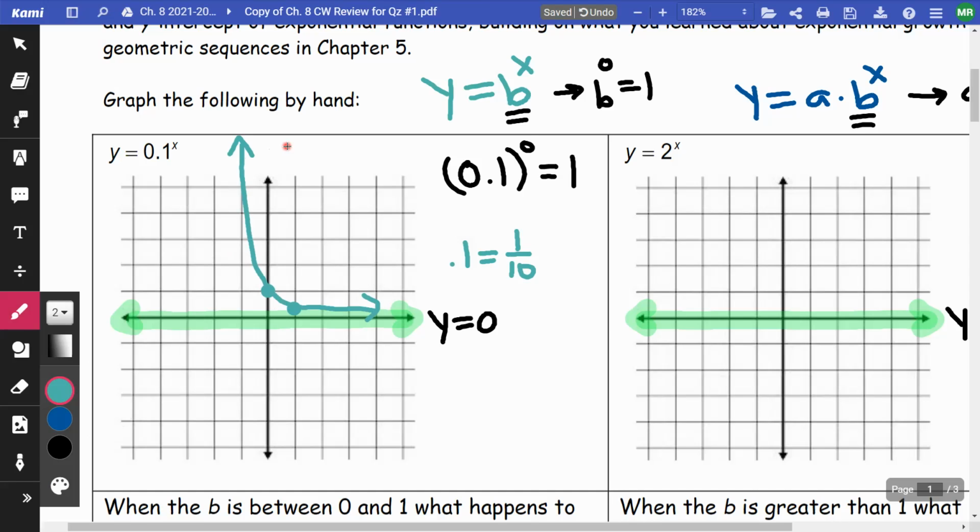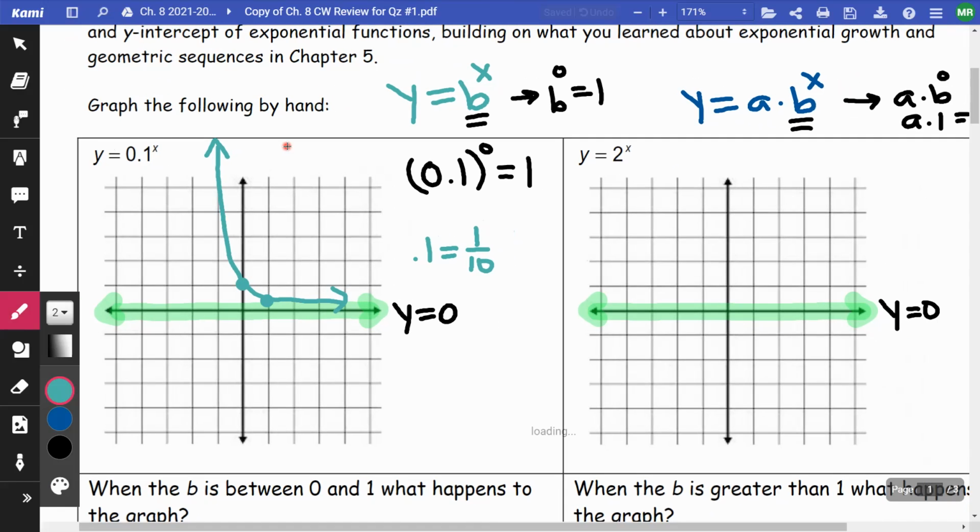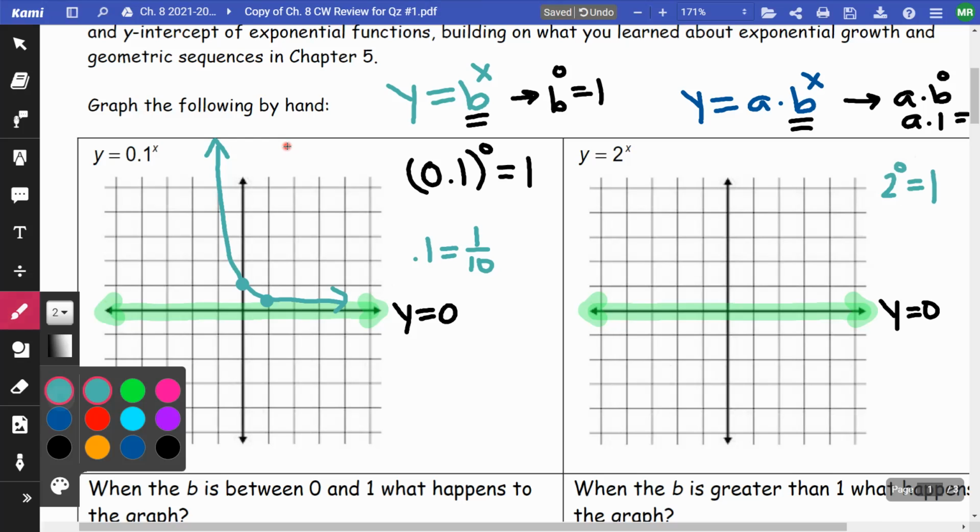On the second one, I have 2 to the power x. So on this one, again, if I do 2 to the power 0, I get 1. So this has a y-intercept of 1. And then what's happening is I'm timesing by 2 and timesing by 2 and timesing by 2. So if this one here has a height of 1, I'm going to times that by 2. So I'm going to be 2 high. I'm going to times that by 2. So I'm going to be 4 high. I'm going to times that by 2. I'm going to be 8 high and so forth.